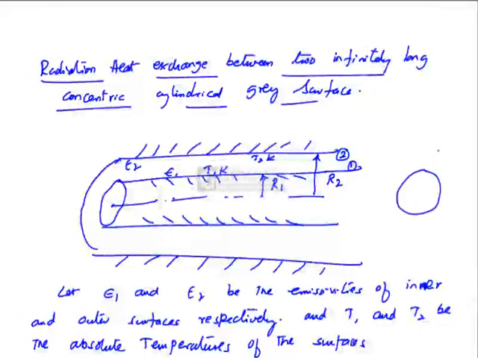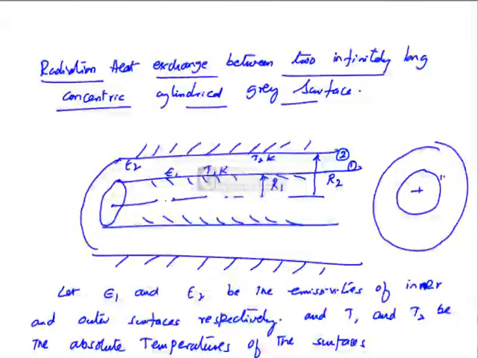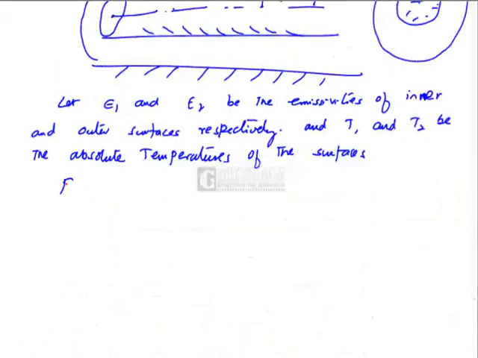If you look at the side view, the side view is given like this. From the side view, whatever the energy that is leaving surface 1 is intercepted by the surface 2, because they are very, very long concentric cylinders. Whatever the energy that is leaving surface 1 has to be intercepted by the surface 2. Therefore, shape factor of 1 with respect to 2 is 1.